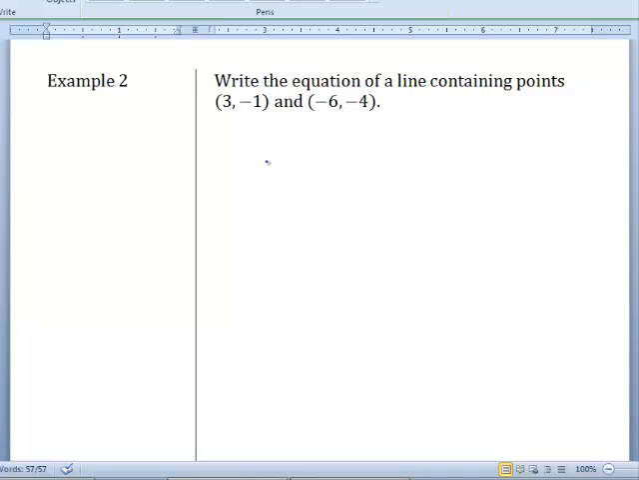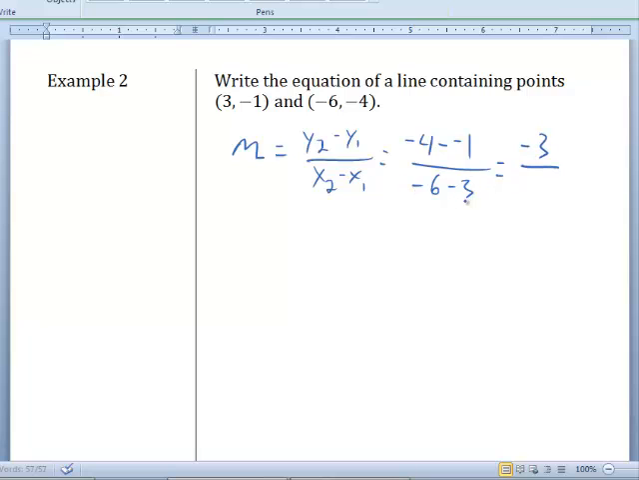All right, so first thing I do is find my slope. My slope is y2 minus y1 over x2 minus x1. So I can subtract the y's, -4 minus a -1, and then over -6 minus 3. -4 minus -1 is like plus 1, so -4 plus 1 is -3. And then -6 minus 3 is -9. A negative divided by a negative is a positive, and 3 over 9 is 1/3. So there's my slope, 1/3.